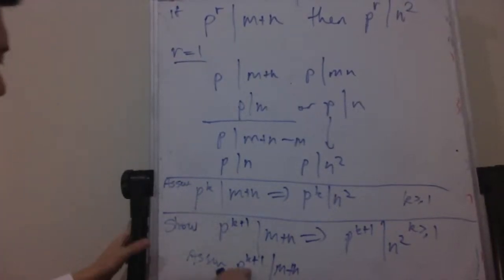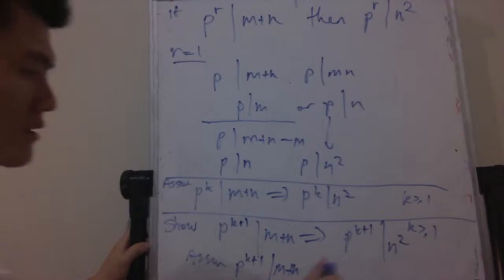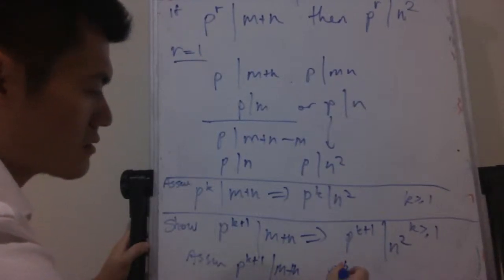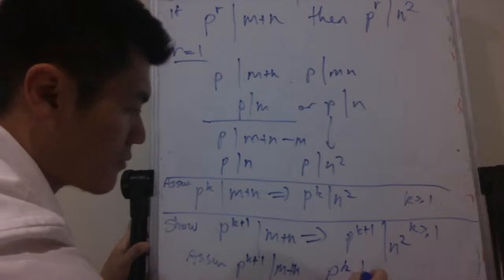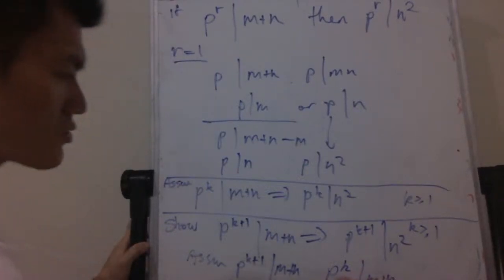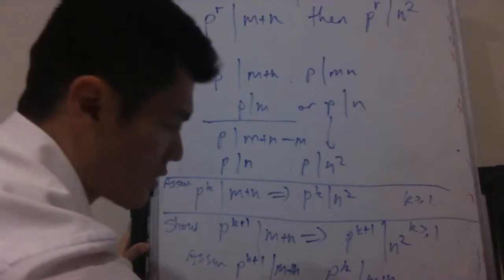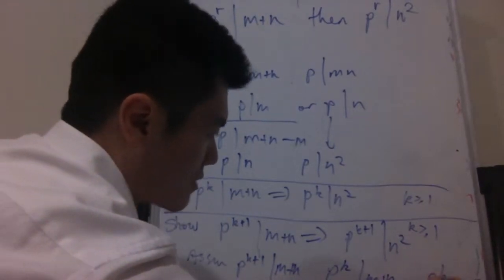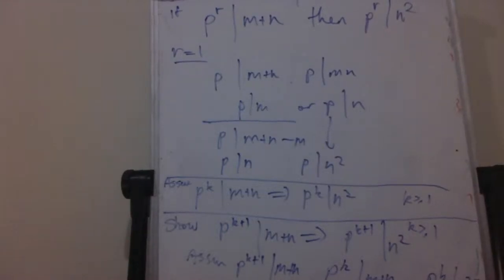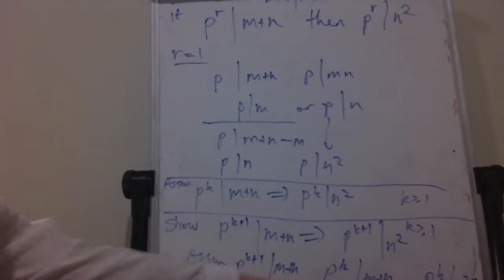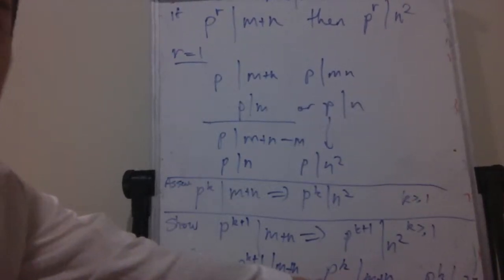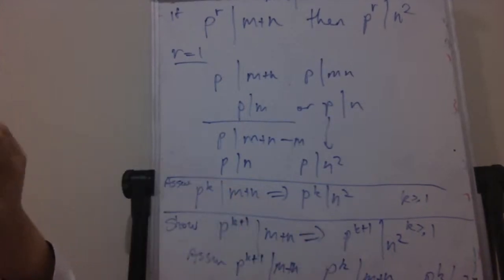Okay, so if p to the k plus 1 divides m plus n, right, then p to the k divides m plus n. So it trivially satisfies the hypothesis, right? So we can first of all get that p to the k divides n squared, yeah? That's a stronger assumption than this, right? Yeah, if there's k plus one of them, then k of them also divide. So basically, the induction is trivial itself.